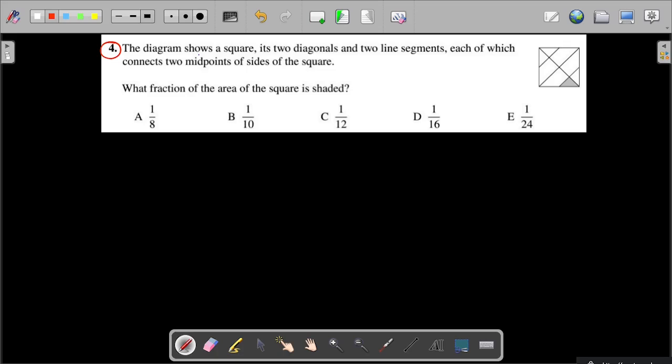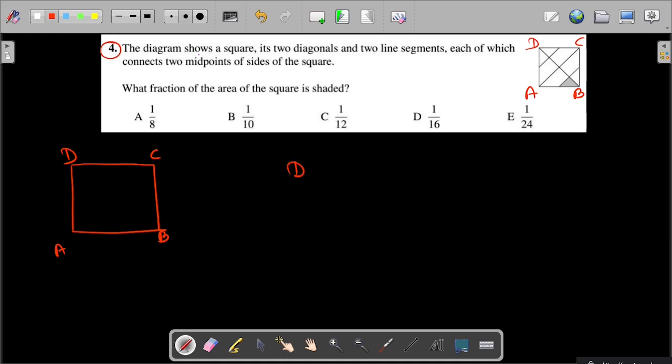The diagram shows a square, so you can see a square here. Two diagonals are shown. Let us name it A, B, C, D. So this is A, B, C, D.